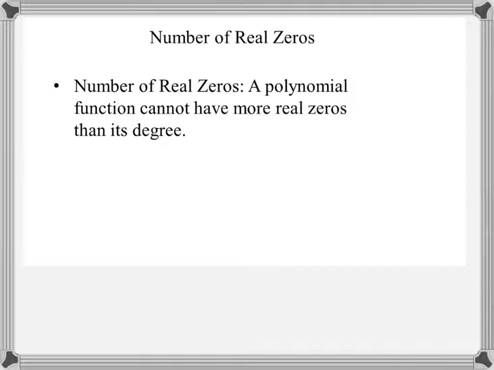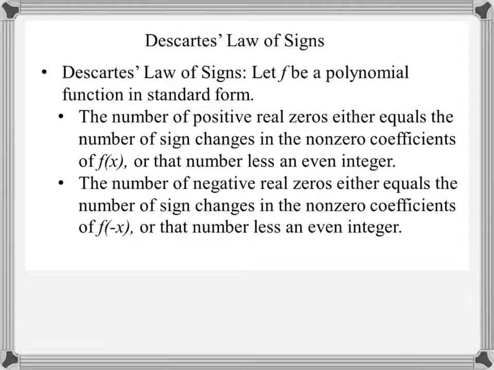The number of real zeros. A polynomial function cannot have more real zeros than its degree. So another law we're going to use is Descartes' law of signs. And it will probably make more sense when we actually look at it applied to a function.